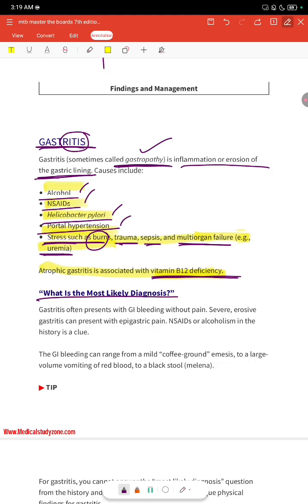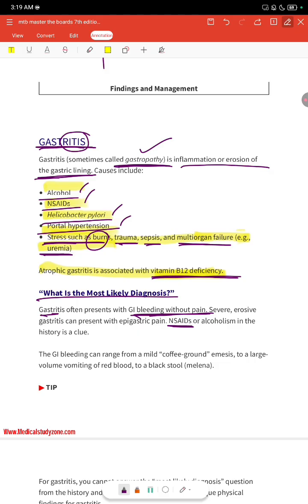What is the most likely diagnosis? Gastritis often presents with GI bleeding without pain. Severe erosive gastritis can present with epigastric pain. NSAIDs or alcoholism in the history is a clue. So usually it presents with GI bleeding but without pain. But in case of severe erosive gastritis, it can also present with epigastric pain.